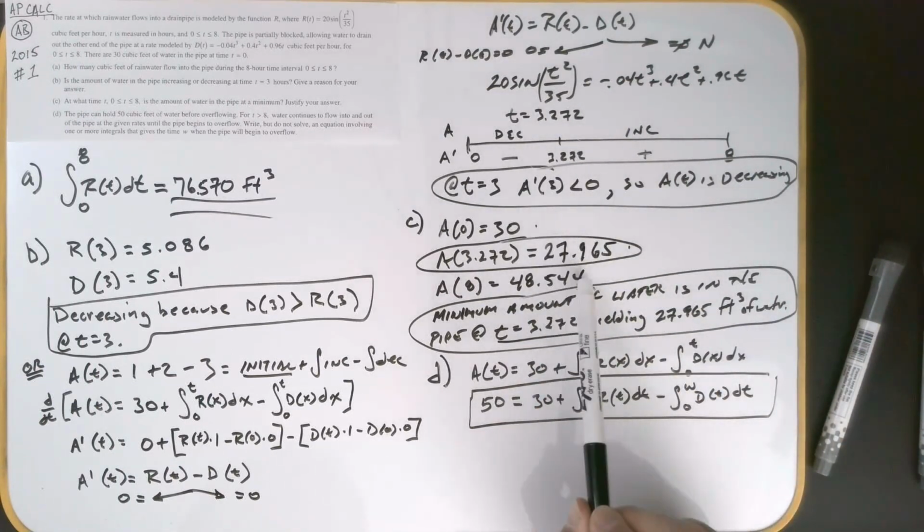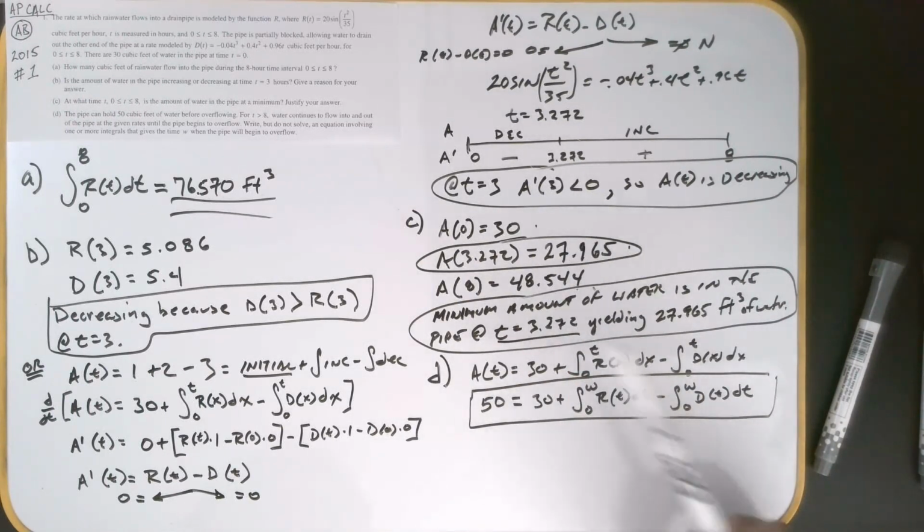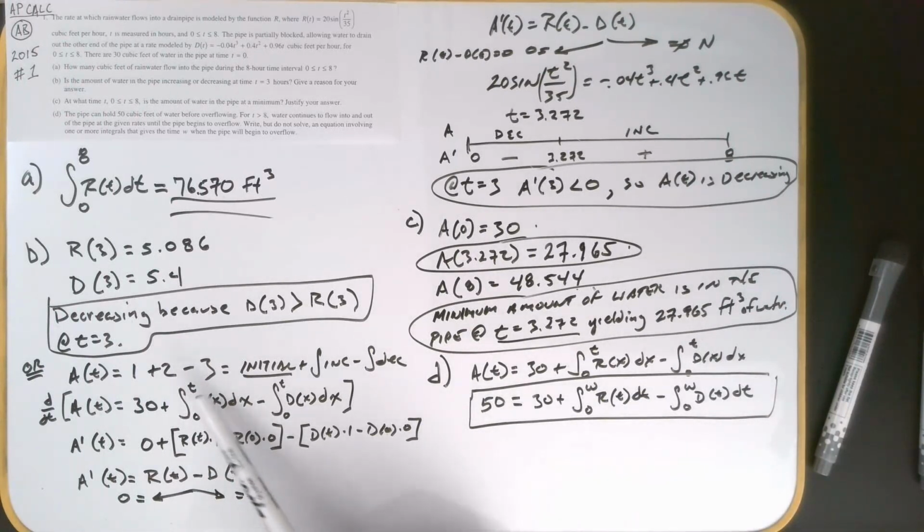But you have to demonstrate that you tested your endpoints here for part C as well, and we got the time where we had a minimum. And then we just set the amount equation equal to 50 and change the variable to t, from t to a w. And always make sure you don't have that same variable there. That's a no-no. Okay, 2015 number 1.